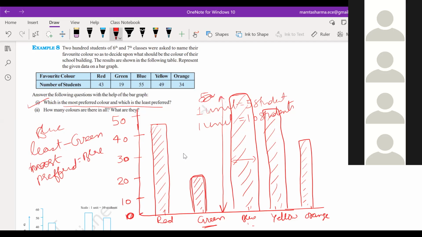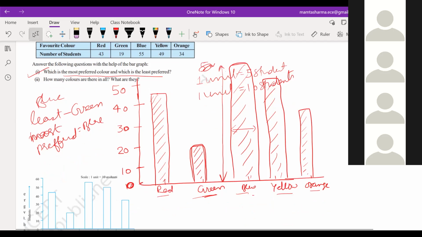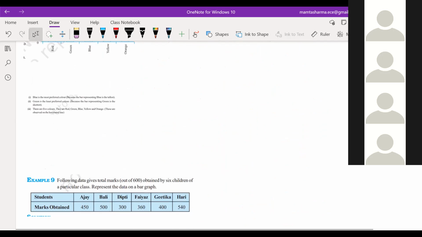Now how many colors are there in all? Red, green, blue, yellow, orange. 5 colors are there. It is a very simple question. Okay. Now, double bar graph.